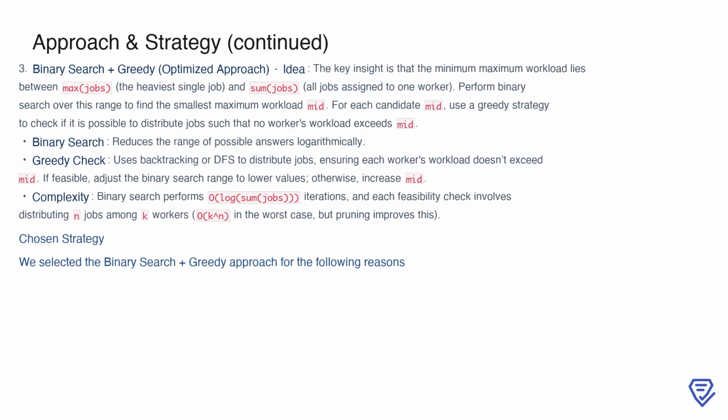The combination of binary search, which operates logarithmically over the range, and the pruning inherent in the greedy feasibility check makes this approach significantly more efficient than the previous methods. This strategy is both intuitive and powerful, which is why it was chosen for the problem.